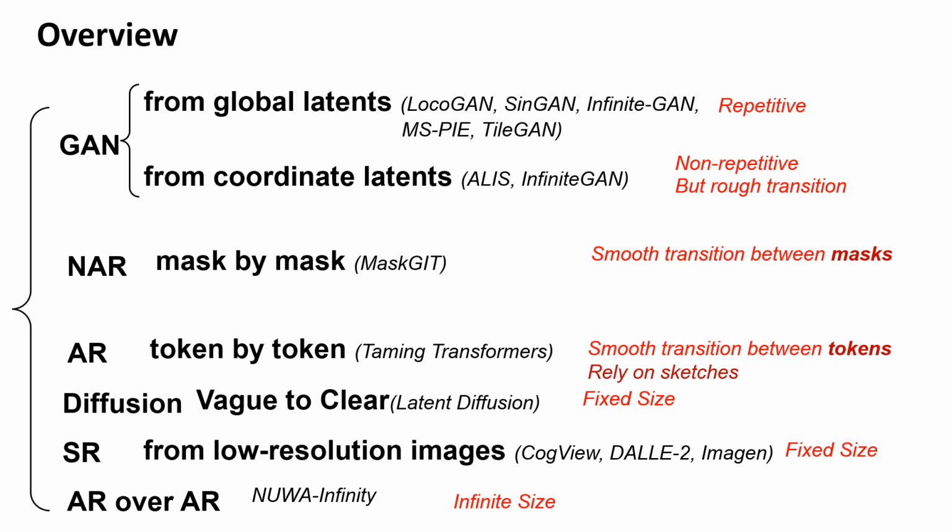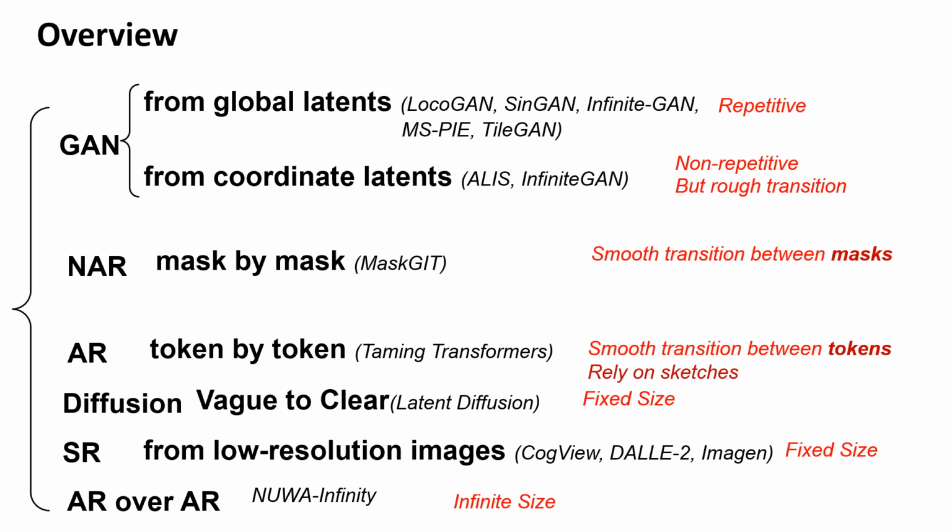And NAR models like MaskGIT can generate results with smooth transition between masks. Then I'll introduce AR-based models like Taming Transformers that generate tokens, token by token. So it can generate results with smooth transition between tokens, but it relies on sketches. And then I'll introduce diffusion models. So diffusion models generate the result from vague to clear. However, they can only generate fixed size results.